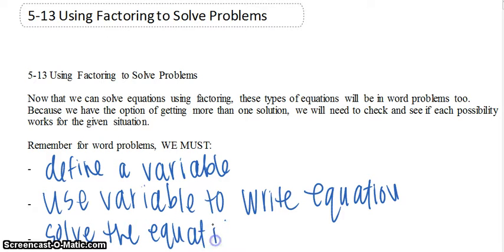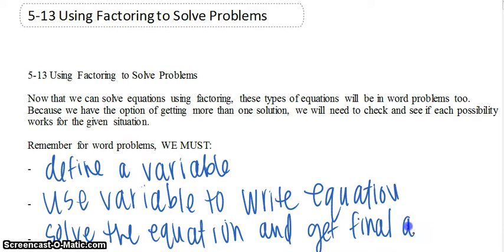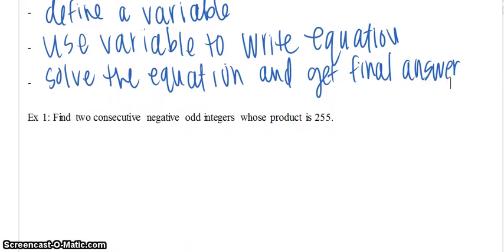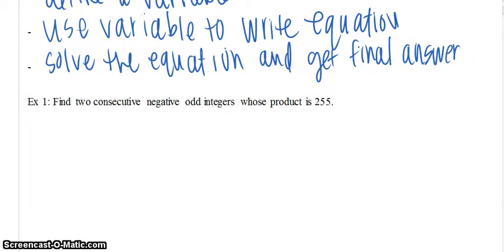But you need to make sure that you answer what the question is asking, so make sure you solve the equation and get the final answer, because when you solve the equation, that might not be what the question is asking. It'll be used to help you find that, so be careful about that. So we're just going to get right into it. Some of the stuff we've learned before, okay?